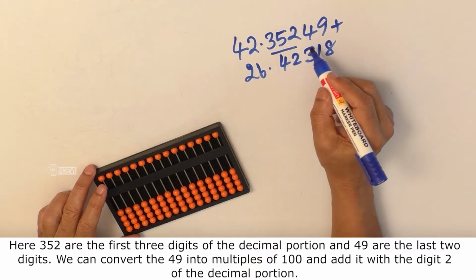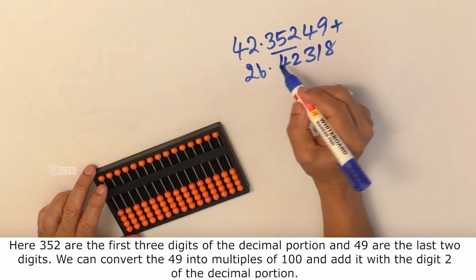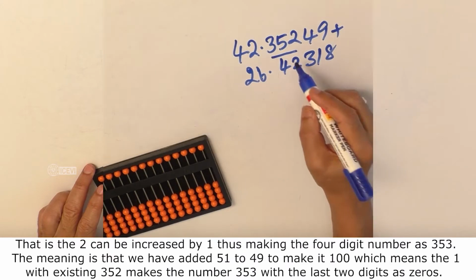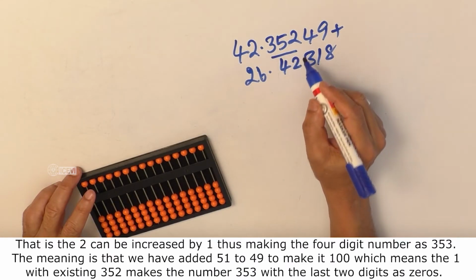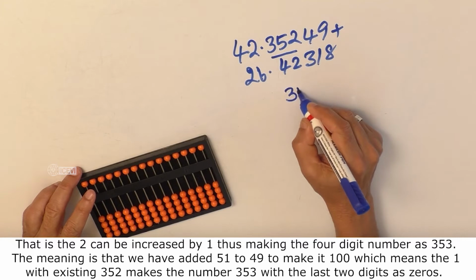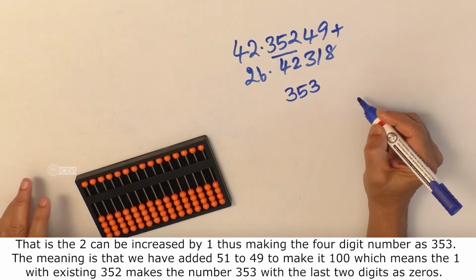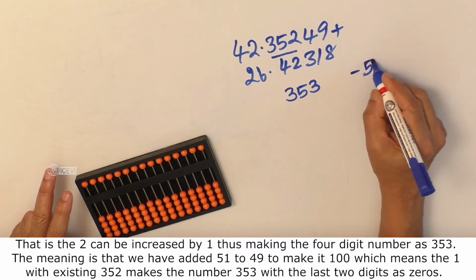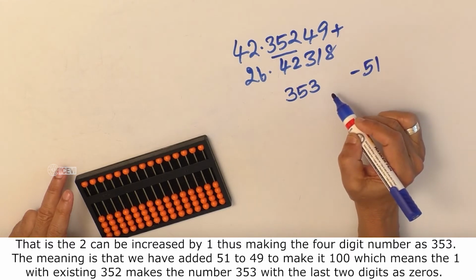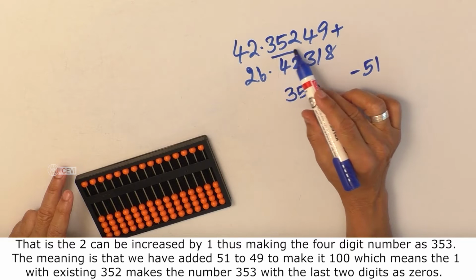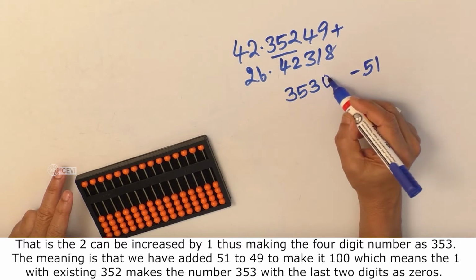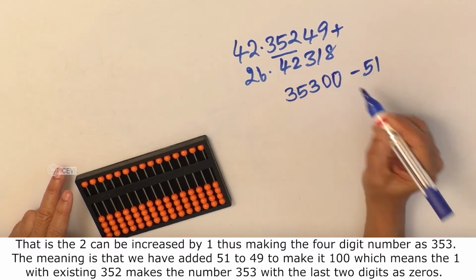We can convert 49 into multiples of 100 and add it with the digit 2 of the decimal portion. That is, the 2 can be increased by 1, thus making the number 353. The meaning is that we have added 51 to 49 to make it 100, which means the one with existing 352 makes the number 353 with the last two digits as zeros.